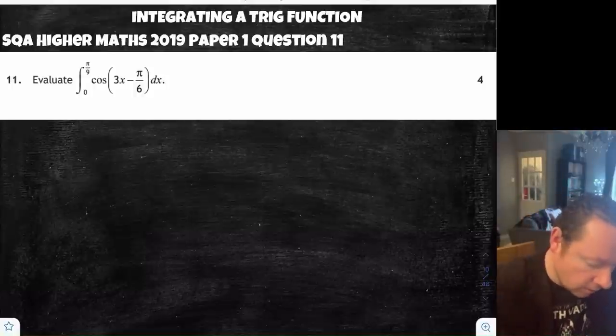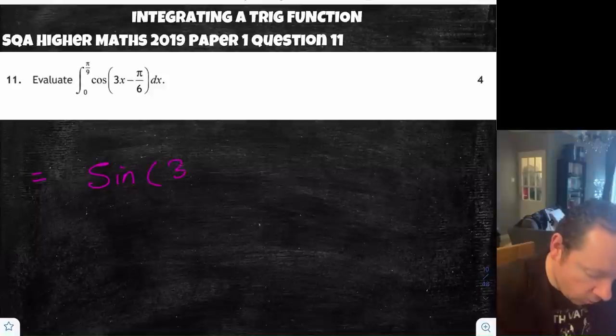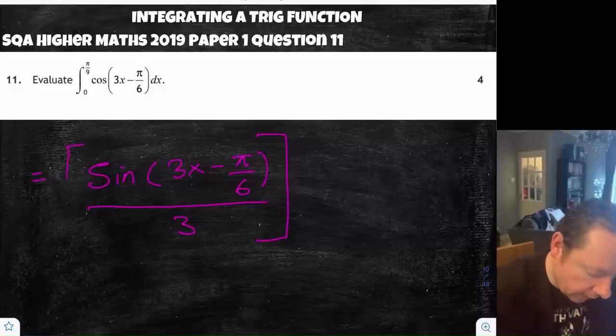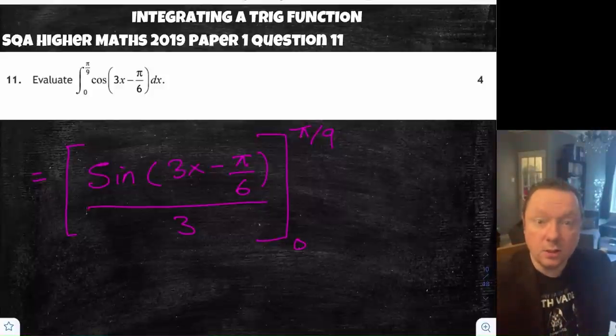So let's start integrating. That becomes cos goes to sine, remember. We're looking at the start of the exam paper. The whole function, 3x minus pi over 6. But then we need to differentiate this. Well, that's just a number, so that's nothing. That becomes 3. So divide by 3. And that is the integral between 0 and pi over 9. So there's our first step. Now we need to just substitute in.